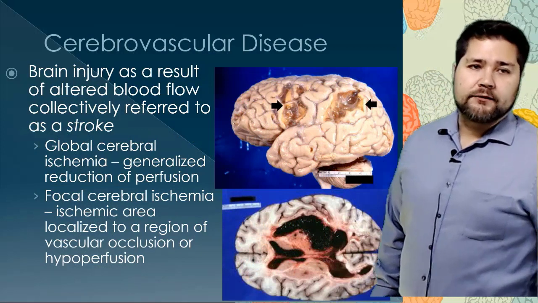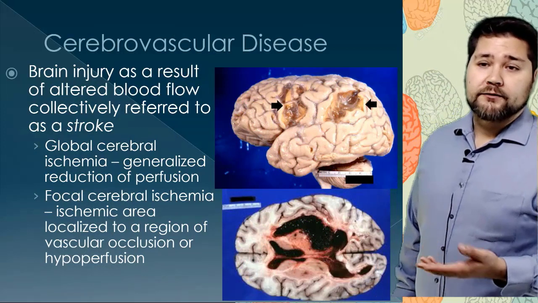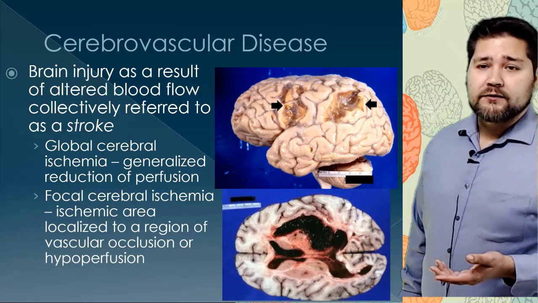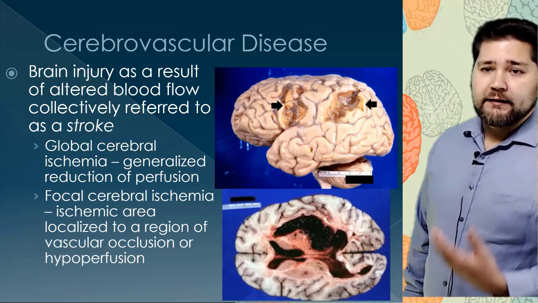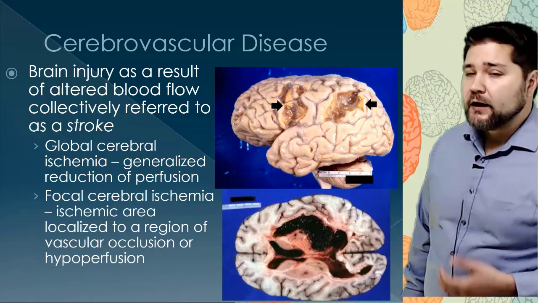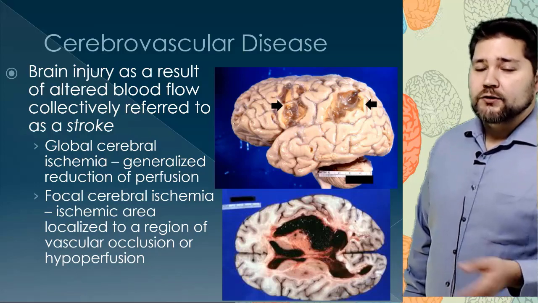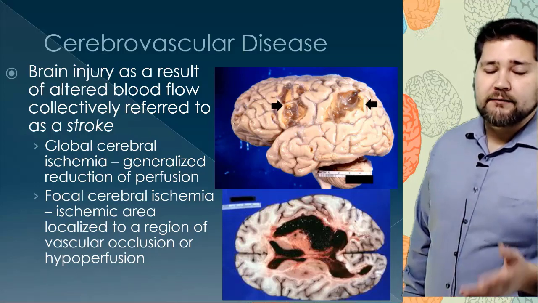Along the lines of vascular injury, we also can talk about cerebral vascular disease. And this is usually a result of some sort of injury or disruption of blood flow to the brain. And ultimately, we refer to that as a stroke. Now, there's two types of strokes, or two divisions. We can either have a global ischemia or a focal ischemia.